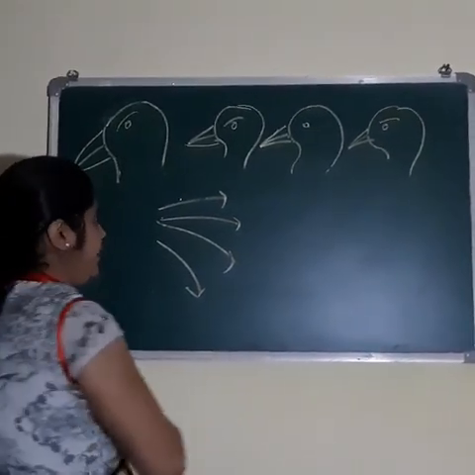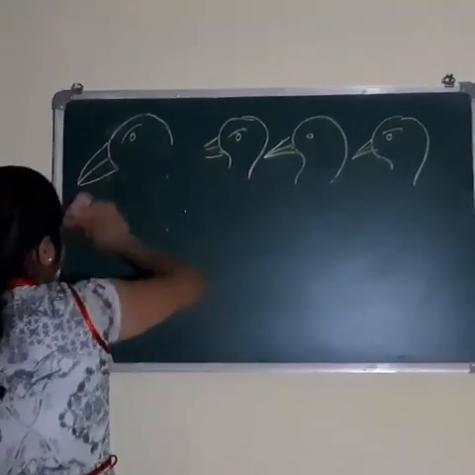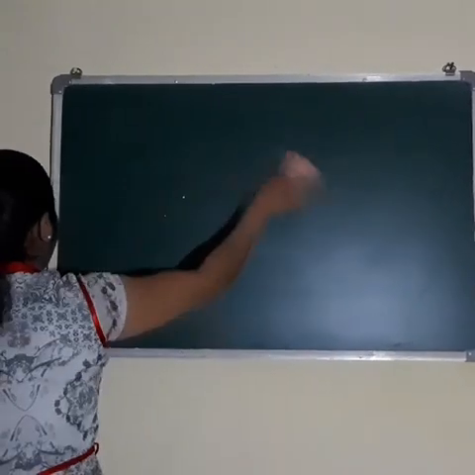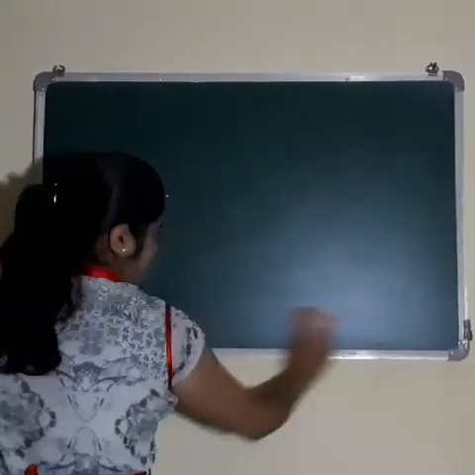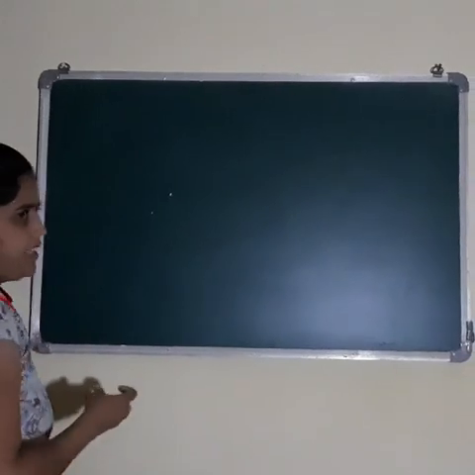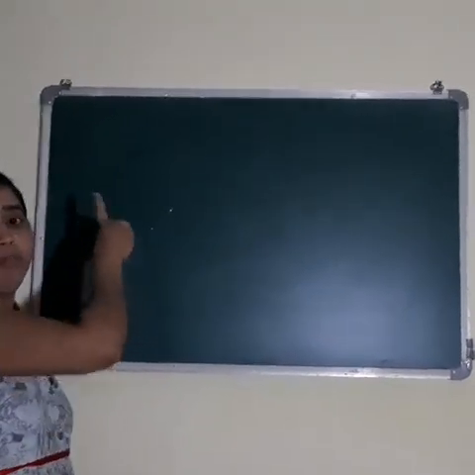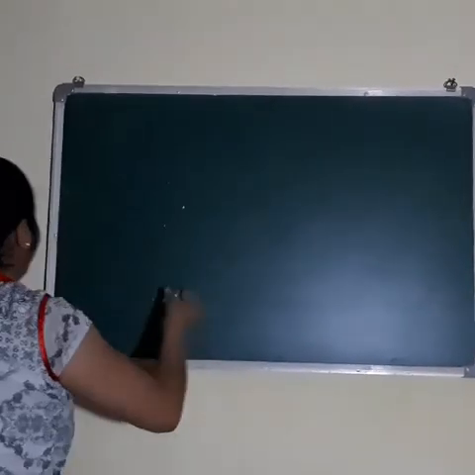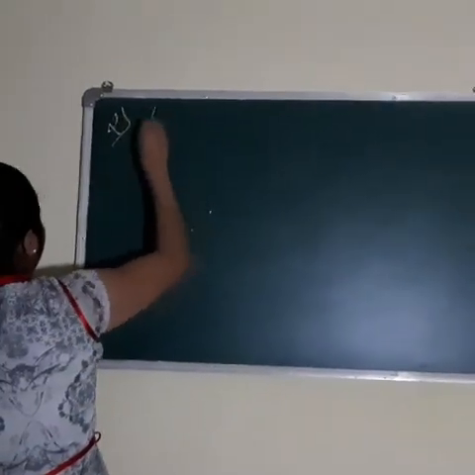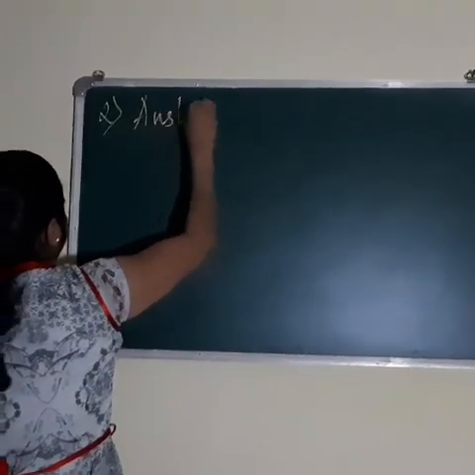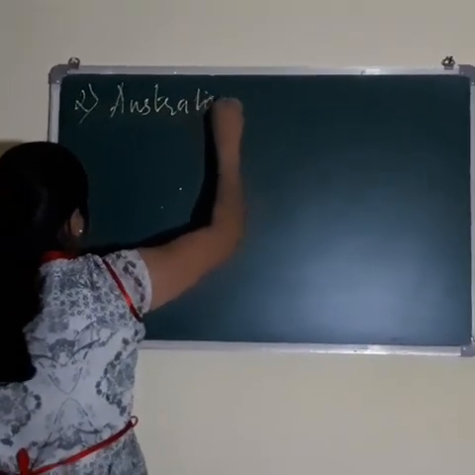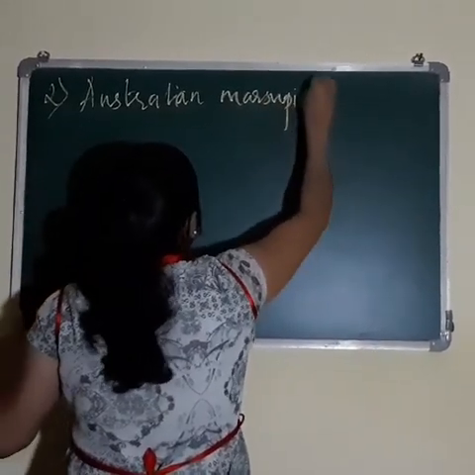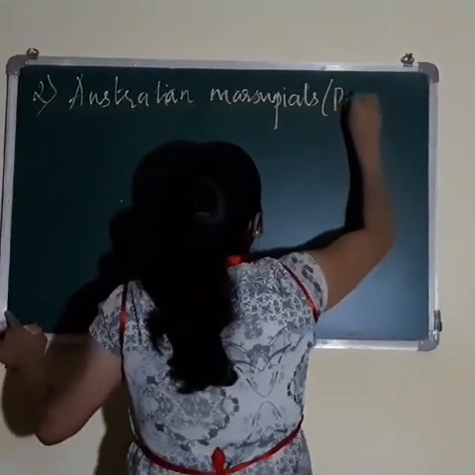Okay, right. Then the next example is about the Australian marsupials. While writing in exams, if they ask you, the best example for adaptive radiation is Darwin's finches. The next example you can give is Australian marsupials, or you can also call them pouched mammals.